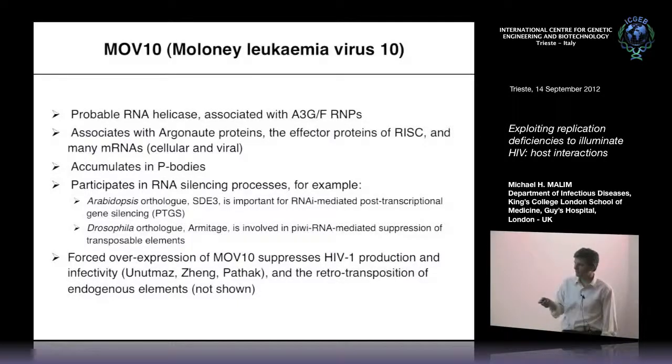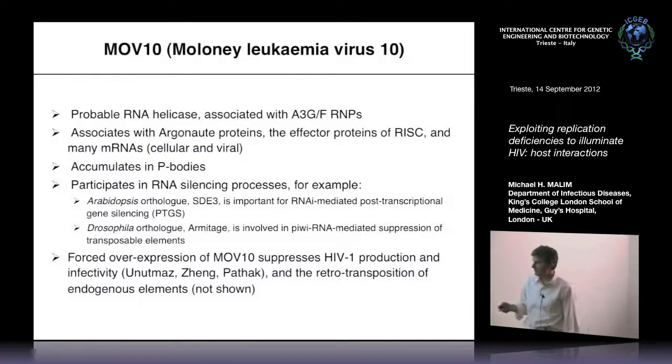And several groups have shown that if you force overexpression of the MOV-10 putative helicase, it's a very potent suppressor of HIV production, assembly and release from cells, as well as the infectivity of those particles. It can also inhibit the retrotransposition of various endogenous elements. So we've gone about trying to look at that. I would say when you overexpress, that's certainly true. We agree with all of that.